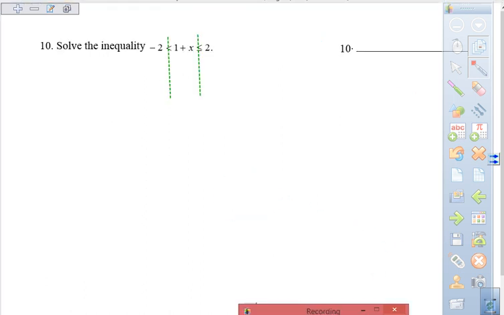Why don't you try number 10 and 11 on your own? Please pause the video and I'll have the answers for you. Turn the video on after you're done with number 10 and 11.